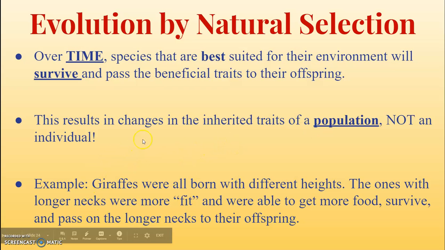An example here: giraffes were born with different heights. The ones that had longer necks were more fit to survive and were able to get more food. And so they were able to pass on their longer necks to their offspring, while the giraffes with the shorter necks ended up not being able to pass on their traits because they ended up not surviving to get enough food.